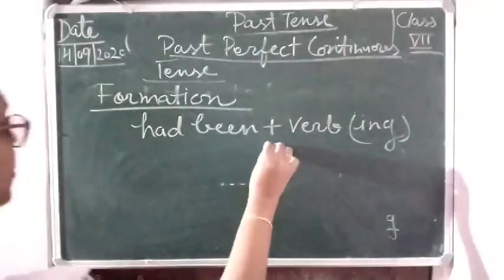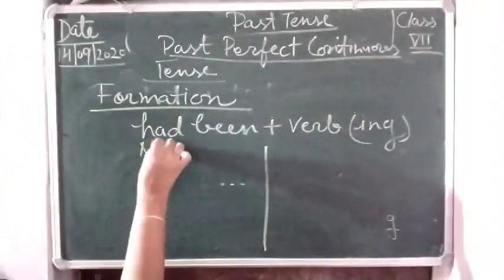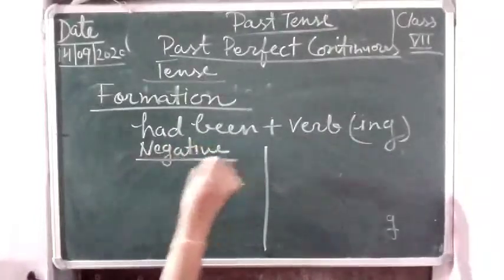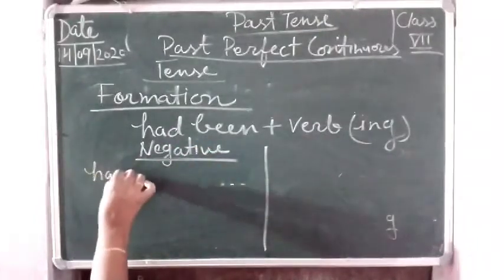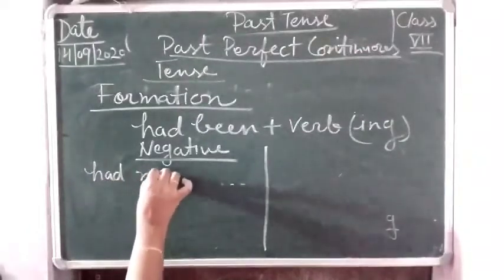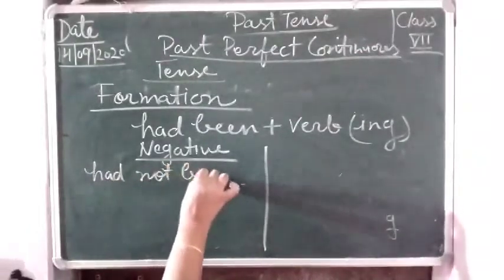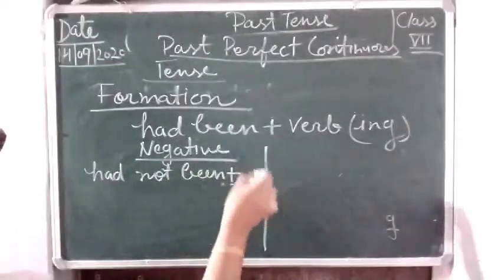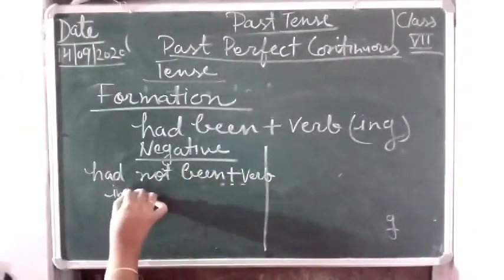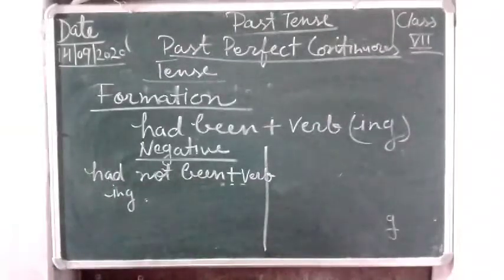If we are going to make it negative, so what we are going to do? Only had not been plus verb ing.